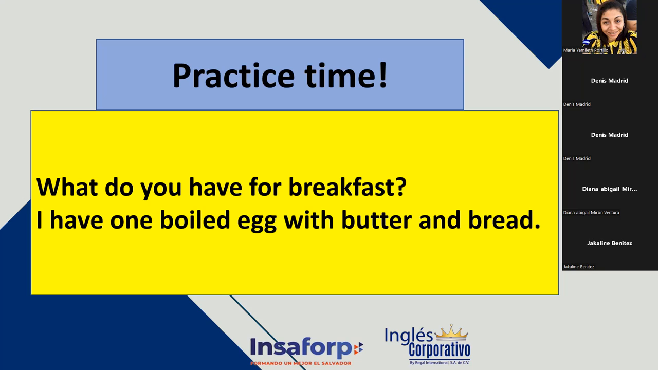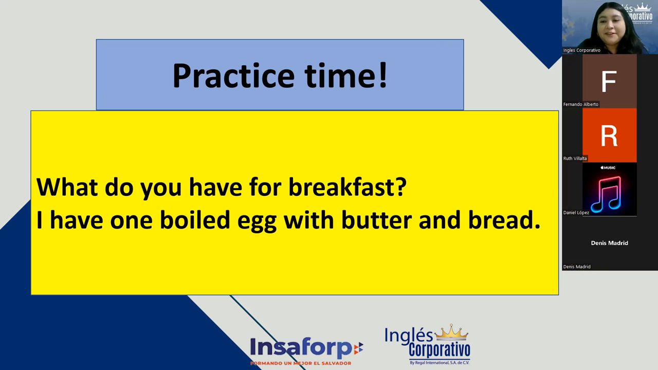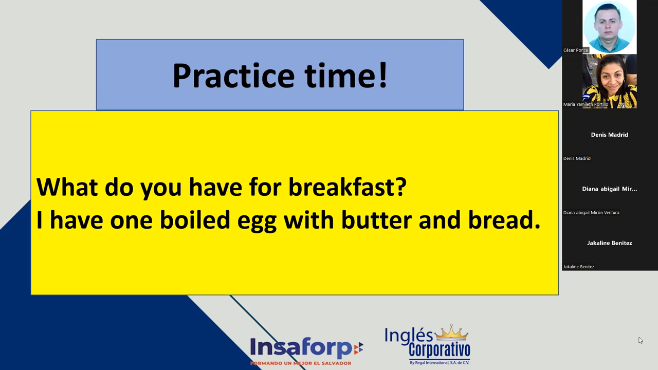Dennis, Madrid. What do you have for breakfast, Denny? I have scrambled eggs with beans and cream. I drink coffee, no sugar. Without sugar. Yes. Without sugar. Very good, excellent, perfect. Let me see, who else do we have in here?